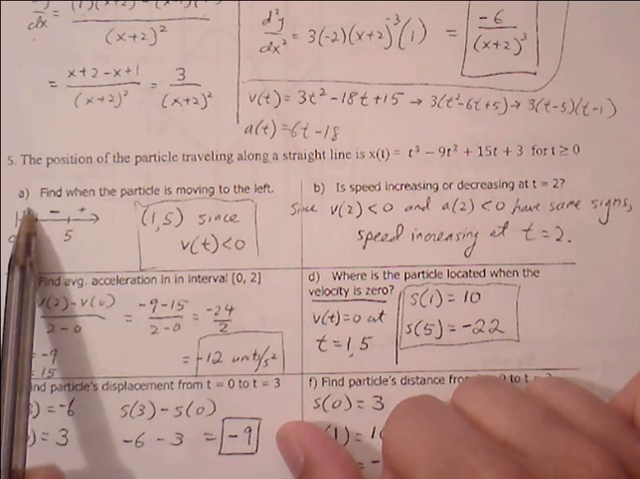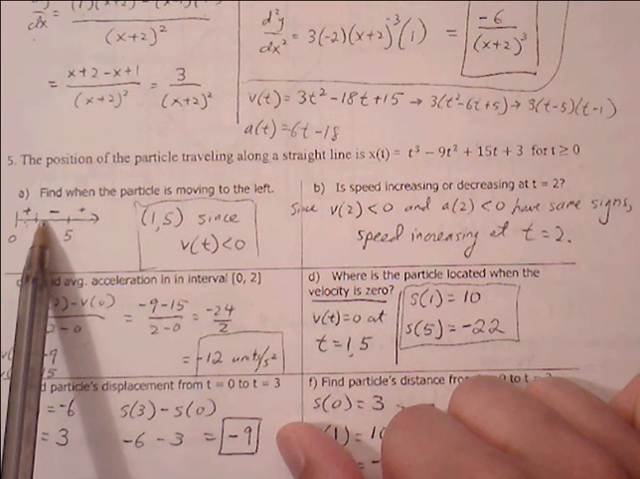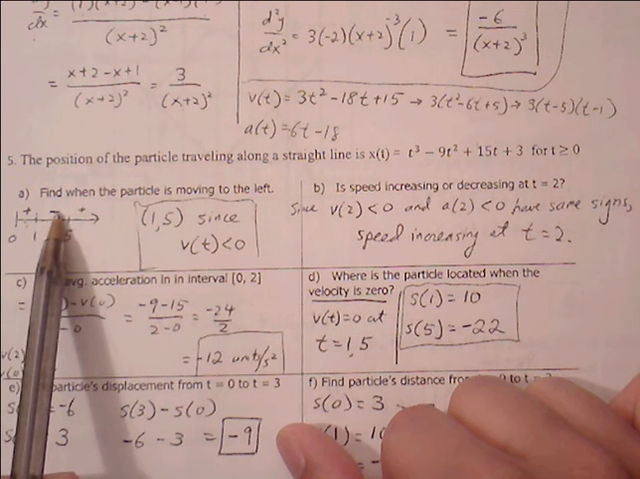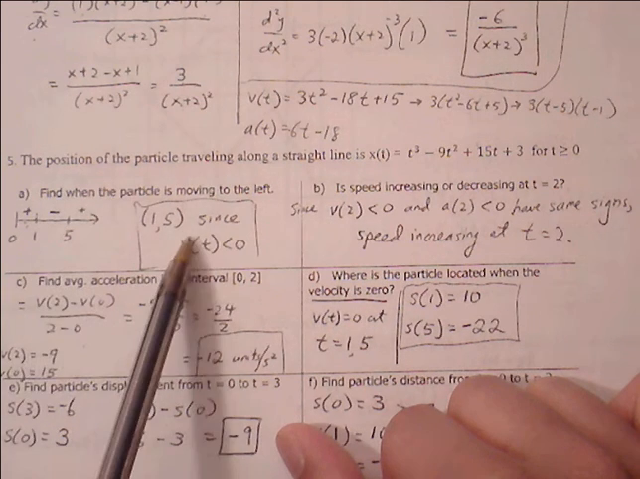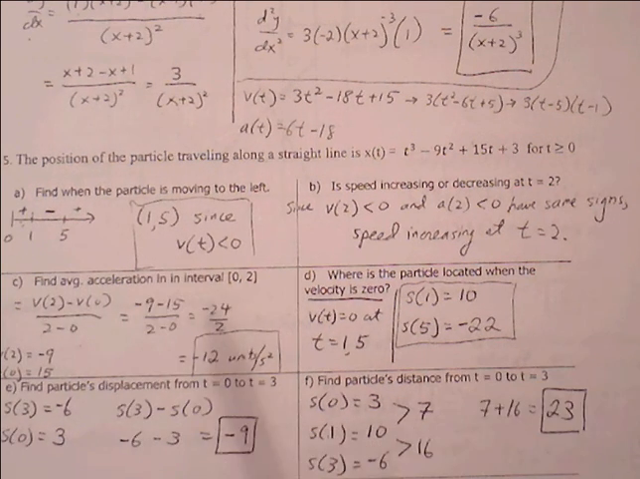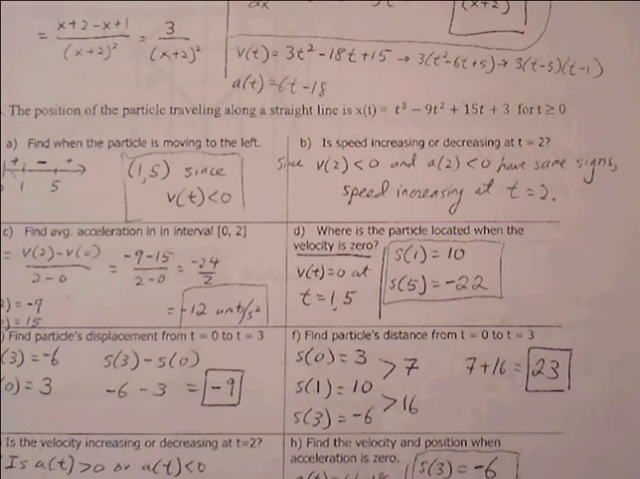So the interval where the particle is moving to the left will be where velocity is negative. So velocity is negative between 1 and 5. Okay, velocity is less than 0. Part B: is speed increasing or decreasing at t equals 2?